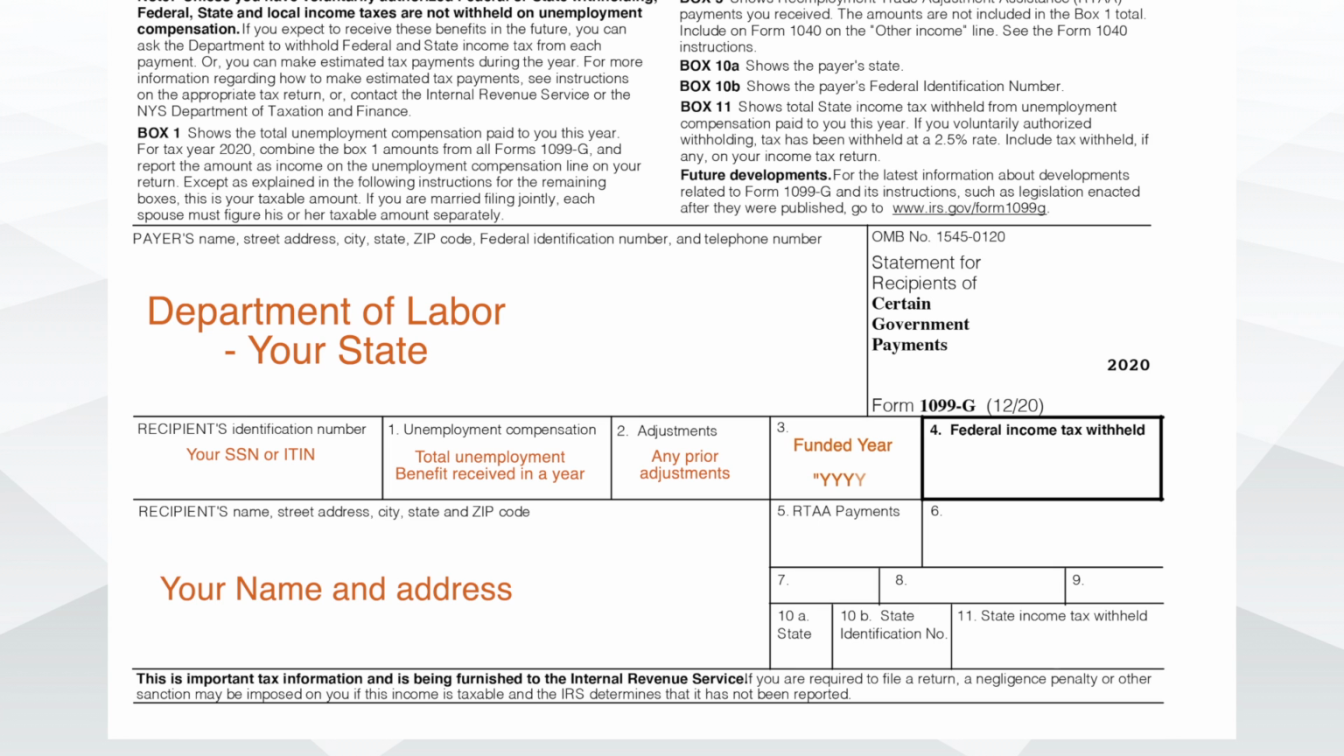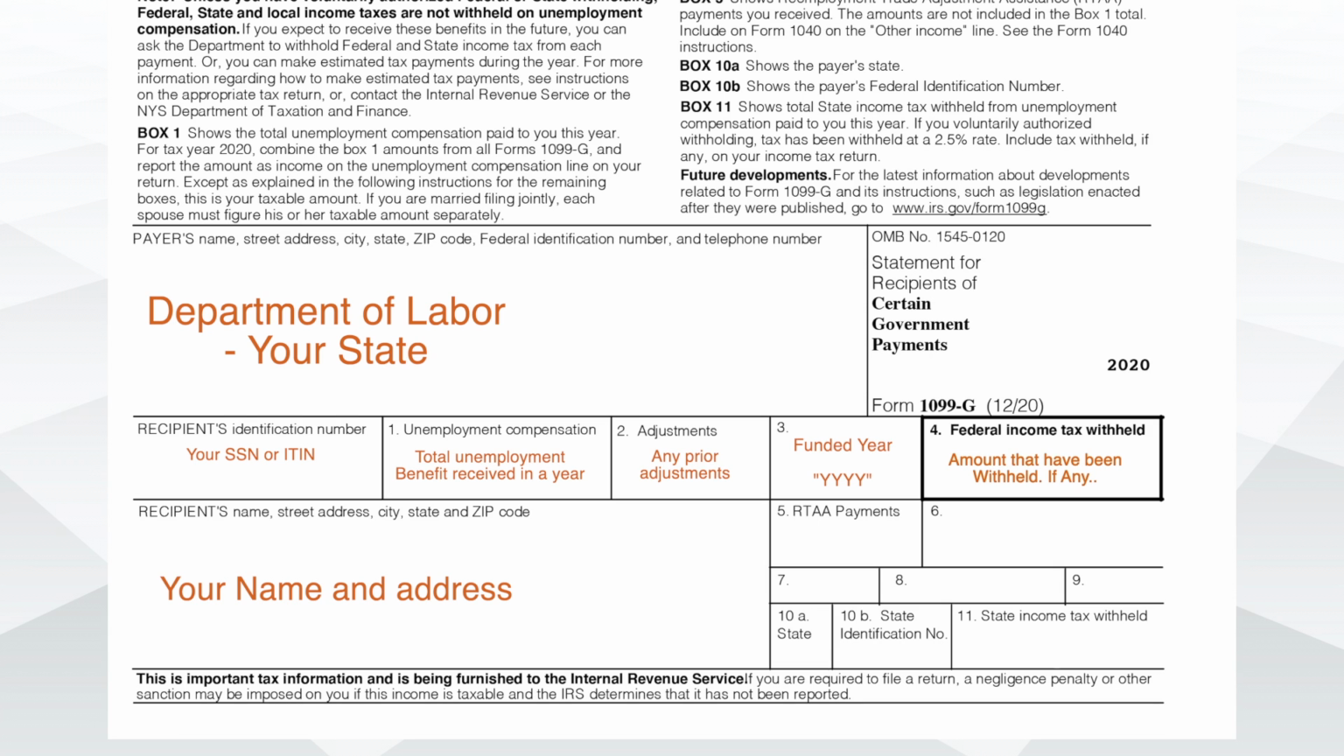Box number 3 is for the year in which the refunds, offsets, or credits were issued. If these refunds, offsets, or credits were issued for a previous year, then you won't have to mention anything here. But if it is for any other year, then you'll have to mention the year in 4-digit format. Also, if you have been issued these payments for more than 1 year, then you will need to report each amount for separate years in separate 1099-G forms.